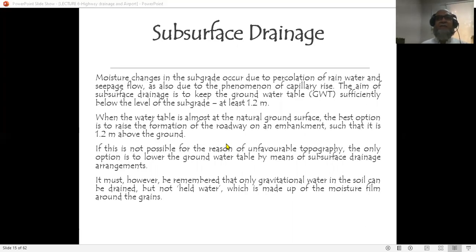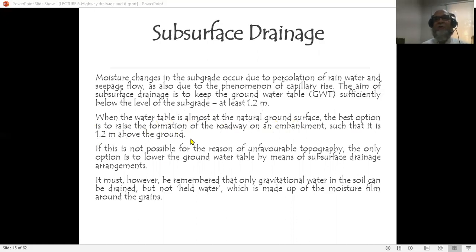Another type of drainage is subsurface drainage. What is subsurface drainage? You can define it within these lines: moisture changes in the subgrade occur due to percolation of rainwater and seepage flows, as also due to the phenomenon of capillary rise. The aim of subsurface drainage is to keep the groundwater table sufficiently below the level of the subgrade, at least 1.2 meters. When the water table is almost at the natural ground surface, the best option is to raise the formation of the roadway on an embankment, such that it is 1.2 meters above the ground.